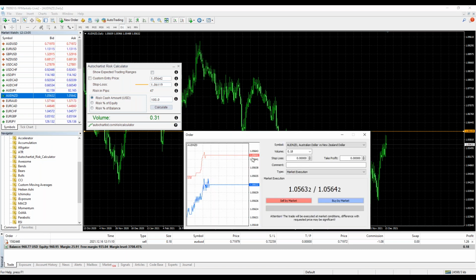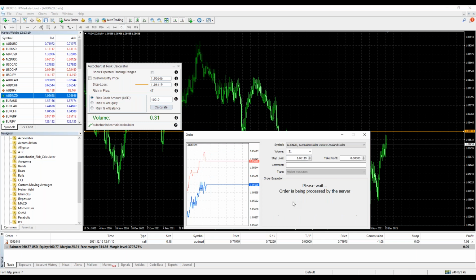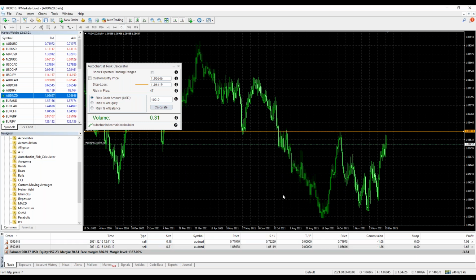I would set my volume size to be what the Autochartist Risk Calculator tells me to set it at. I'll set my stop loss at, again, the selected price for my orange line, and I would sell at market. Okay, so now notice what I've just done. I've done something really, really sophisticated. I'm not sure if you picked that up. I traded Aussie dollar on the hourly chart with a 27 pip stop loss.